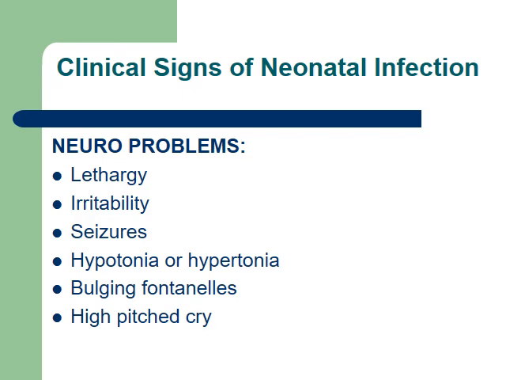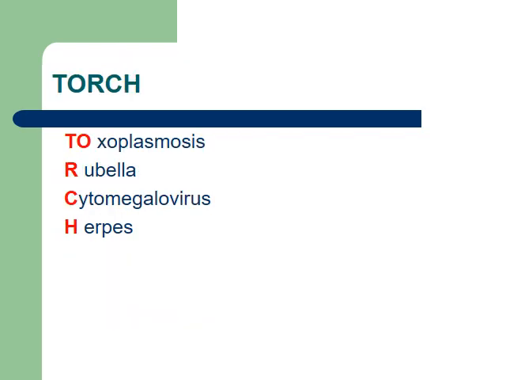They will display some neural problems. You might as well memorize these because this happens in a lot of babies. This is a lot of central nervous system problems: lethargy, irritability, seizures, hypo or hypertonia. They're either very flaccid or they're very tight. Bulging fontanelles and high-pitched cry. That's very typical of central nervous system problems.